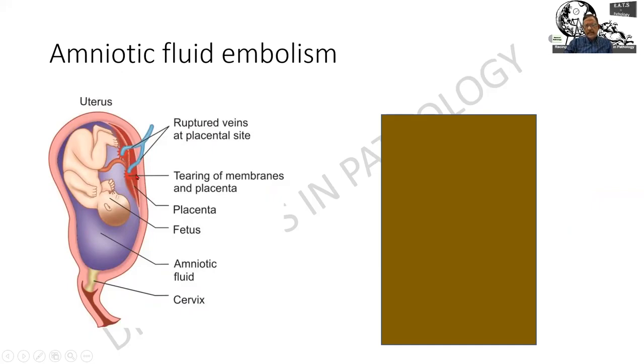Sometimes you find that there will be a shearing force by which the placenta gets separated. When the child, the fetus, is delivered, the placenta also comes along with it. But because of the shearing force, there can be a rupture of the veins at the placental site. Once there is rupture of veins, it is a site of entry. Here, air or thrombus do not enter, but all the contents of the amniotic fluid. Amniotic fluid will be entering, and that leads to embolism.